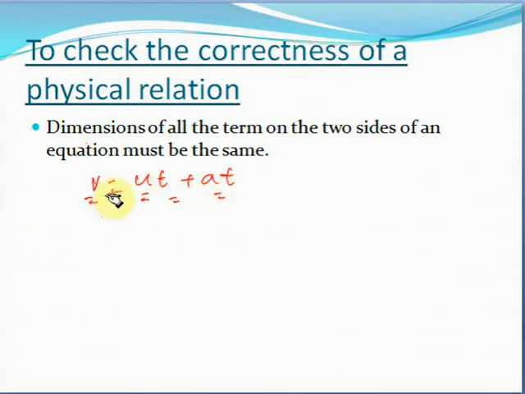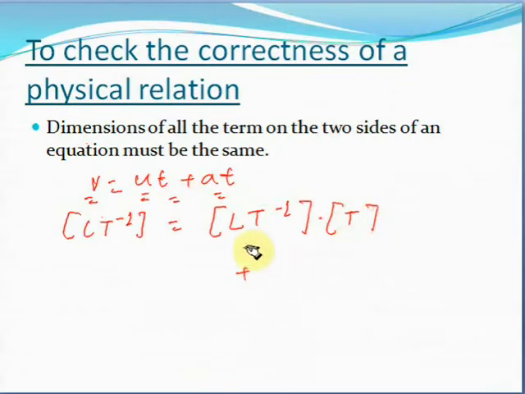Now we'll see what are the dimensions of various physical quantities on both sides of this equation. So v is velocity, that is meter per second, so we can write it as L into t to the power minus 1. Similarly, u is again velocity, so we can write it as L into t to the power minus 1, and t is time. Now acceleration is nothing but meter per second square, that is L into t to the power minus 2, into time, which is t.